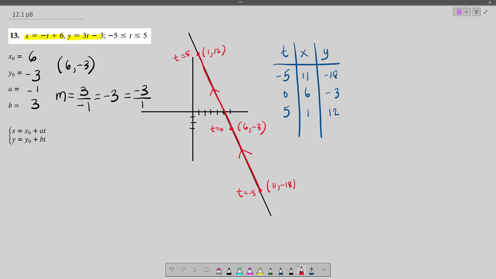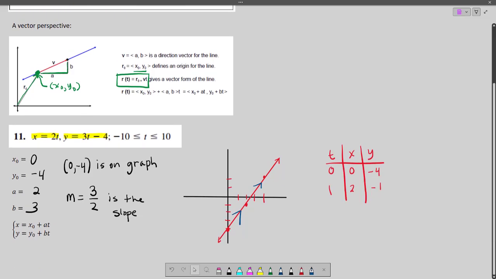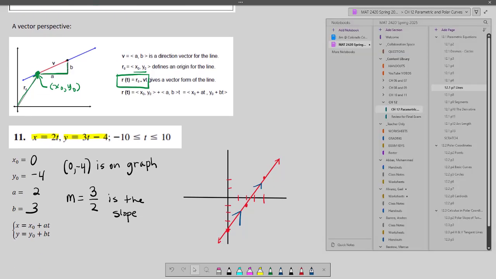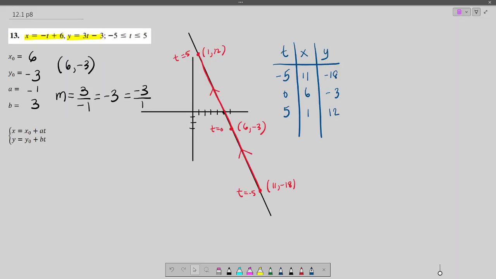Was there a domain on the last one that I missed? Oh, there was. Okay. Well, I will deal with that domain after we take our break. So any questions on how we use the domain to find our start point and our end point? Then orientation is the direction that the points are plotted. So it's the direction of increasing t.